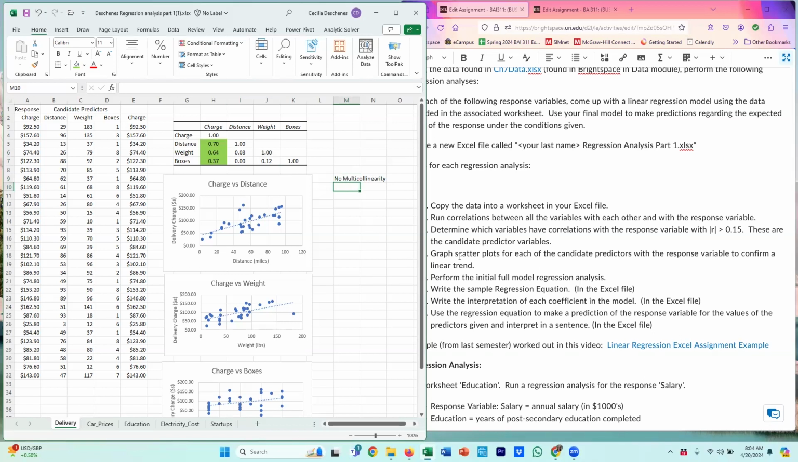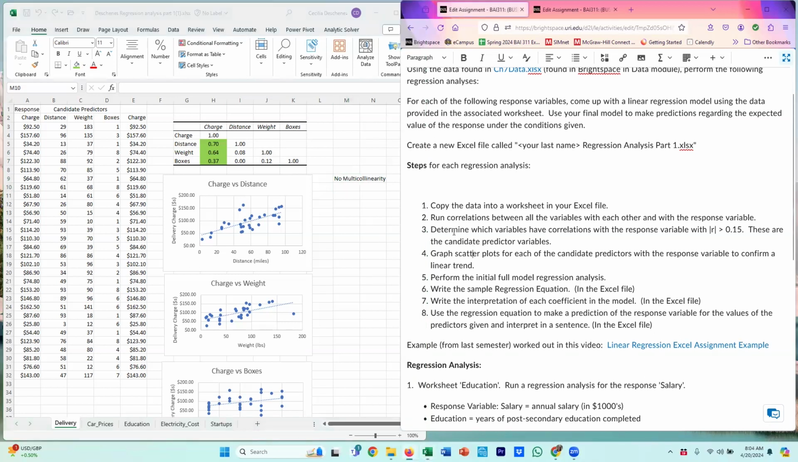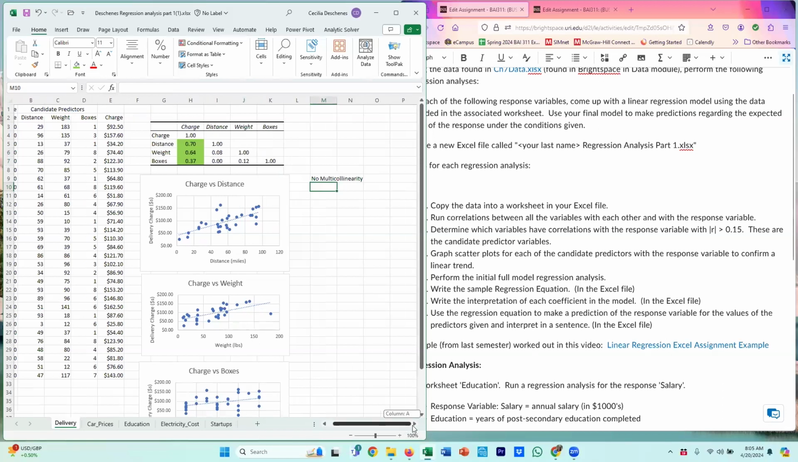All right, so I'm going to keep going then. We're going to do the initial full model regression analysis.